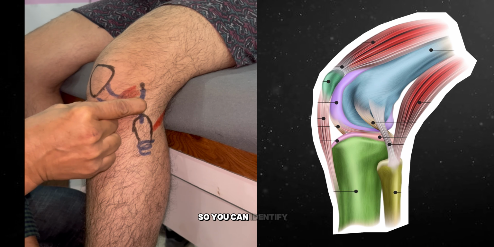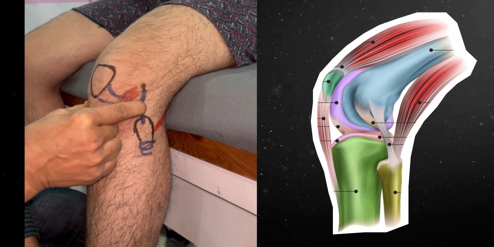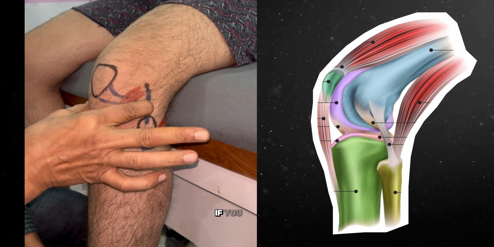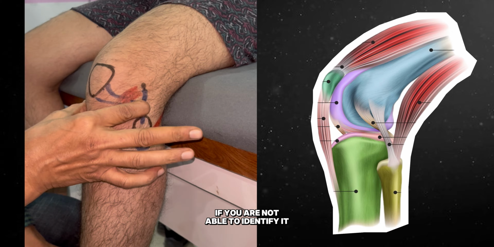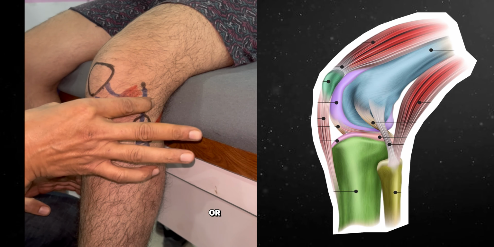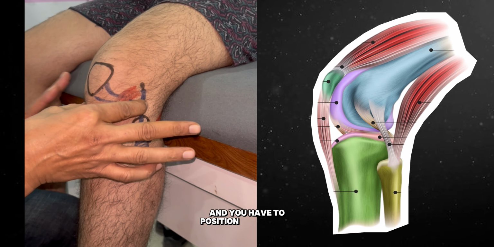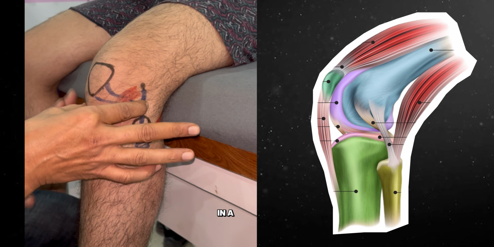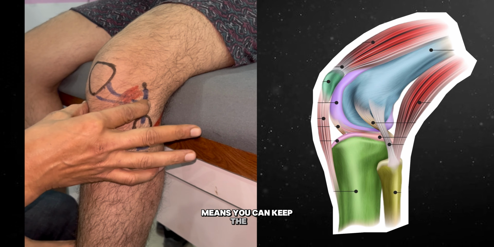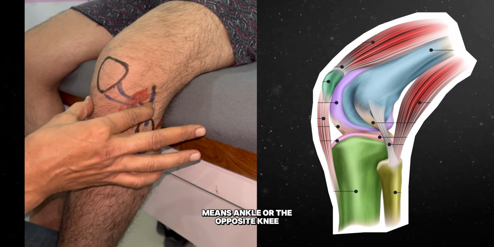So you can identify an elastic consistency or a band over here. If you are not able to identify it, then you may just adjust your position, or keep your finger here and position the patient in the figure of 4 or Patrick position, means you can keep the ankle over the opposite knee.